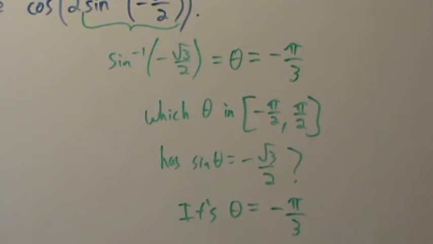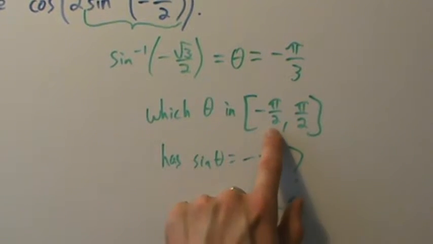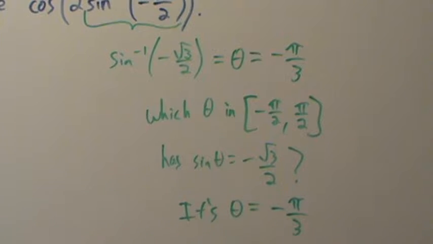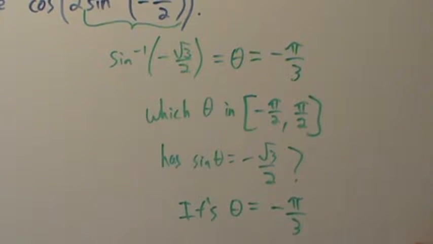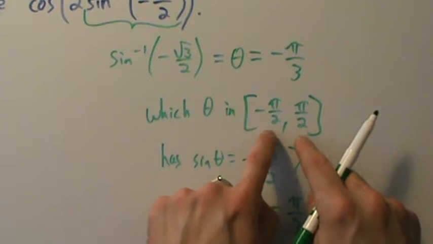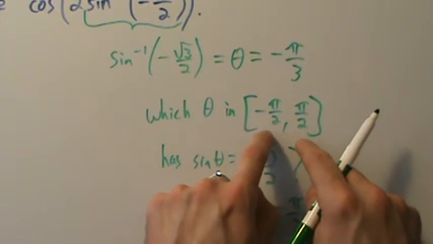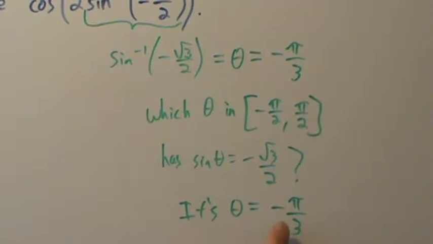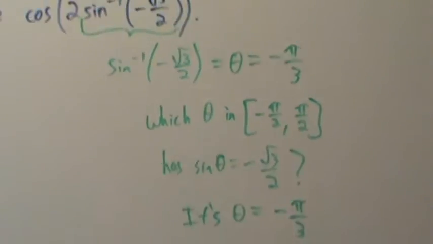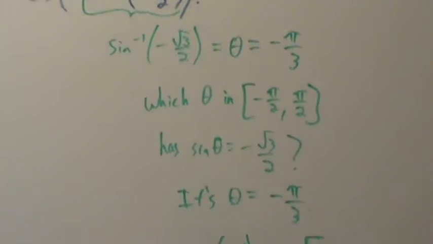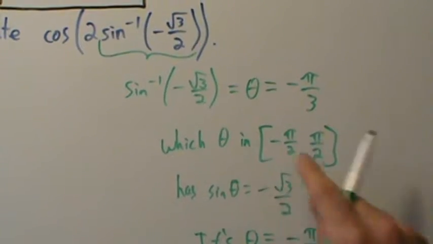We have to be careful about this range here. There are infinitely many thetas that have sine of theta equal to negative root 3 over 2, but there's only one such theta inside of this interval. That's why we have to restrict to this range, because that's the range of the inverse sine function. So only look between negative pi over 2 and positive pi over 2, and negative pi over 3 is the only one that satisfies these conditions: having the sine equal to negative root 3 over 2 and being in this interval.